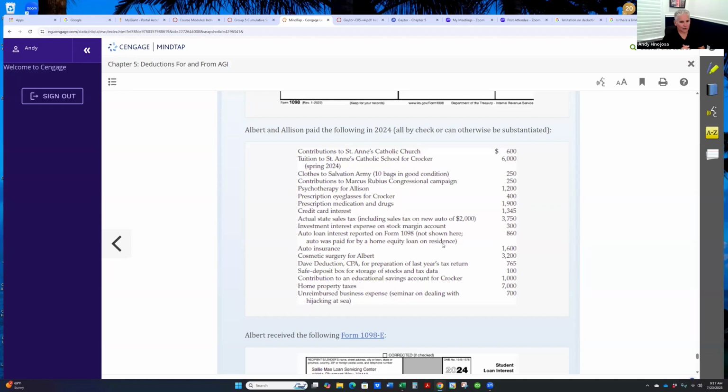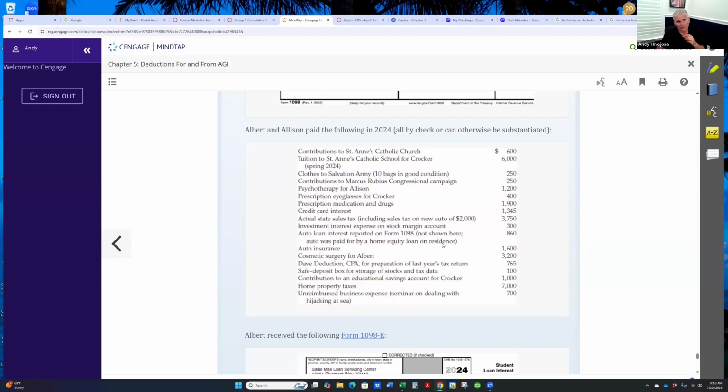Auto insurance for $1,600. Auto insurance is never tax deductible. Cosmetic surgery for Albert, $3,200. Any kind of medical procedure that is cosmetic will not be deductible. So we can ignore that. Dave, deduction CPA for preparation of last year's tax return. In 2024, that is not a tax deduction. It used to be, as far back as 2017, a deduction, maybe, depending on the circumstances. But for 2024, it is definitely not tax deductible.